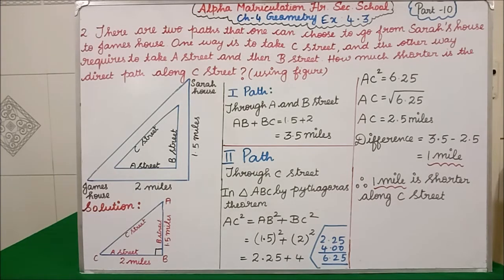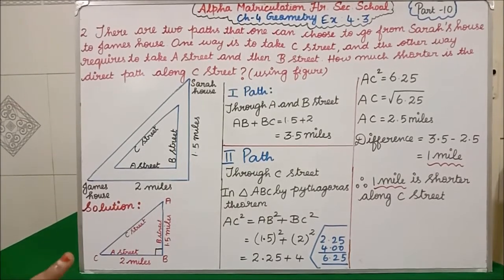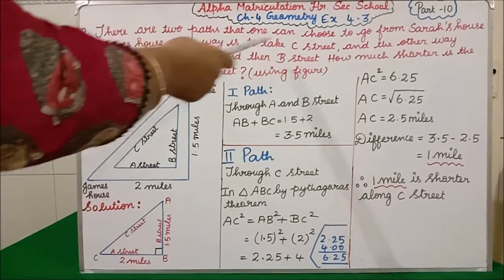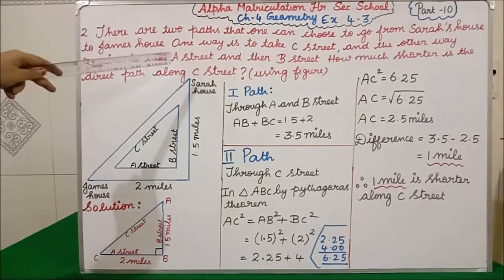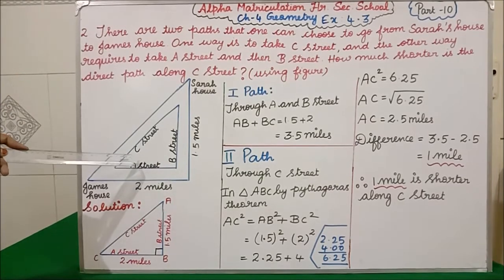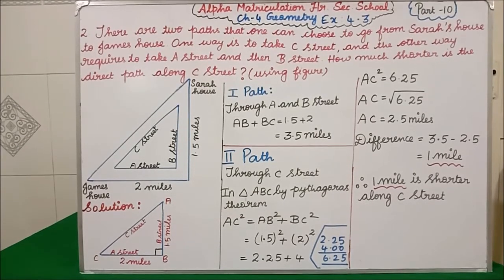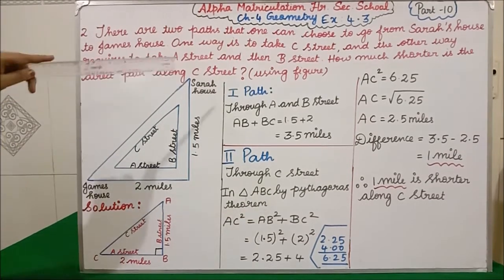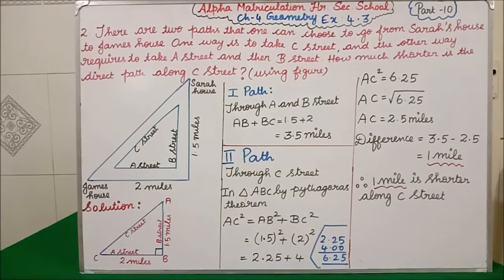So what I am saying, students, here James's house is there in this diagram, and here Sarah's house is there. To go from Sarah's house to James's house, we have two paths. They are saying one way is to take C street. See here, Sarah's house is here, and James's house is here. Here C street is there, here A street is there, here B street is there. The first way is through C street, which means they can travel like this and reach James's house.